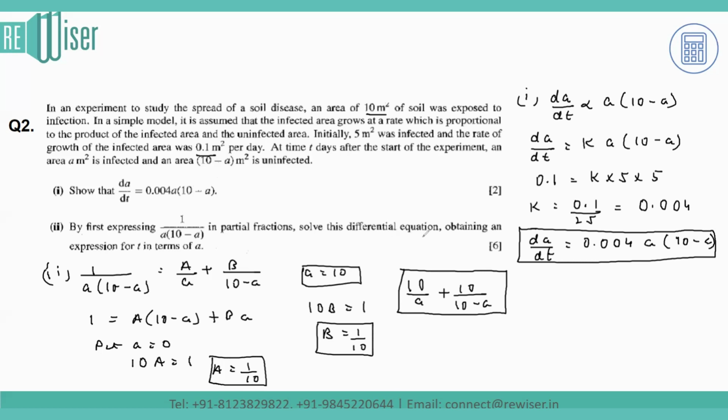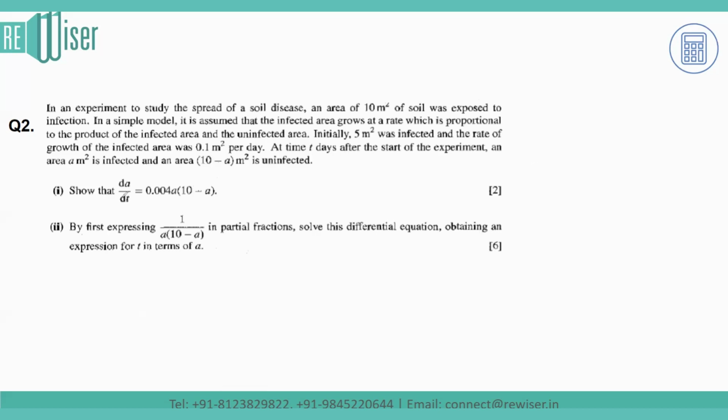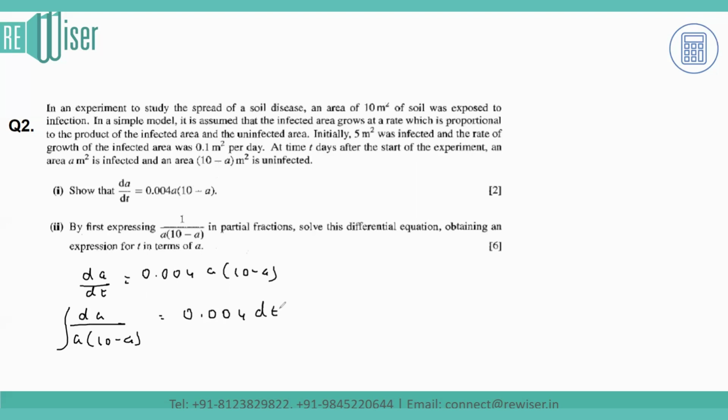Now they have said solve this differential equation obtaining T in terms of A. To do that, we have to use the differential equation which is written over here. So we can write dA over dt is equal to 0.004 A into 10 minus A. By using separation of variables, we can write dA over A into 10 minus A equals 0.004 dt. If I integrate both the sides, we can use the partial fraction results that we obtained in the first part of this question.